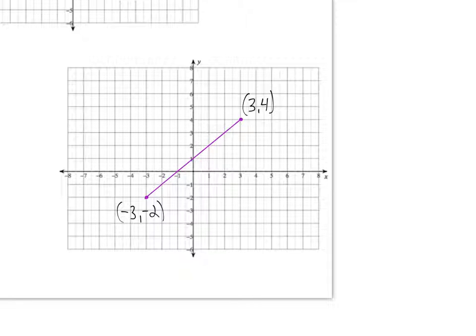So why don't you, on this one, try our new formula and see if that gives you what the midpoint would be as you look at this graph.